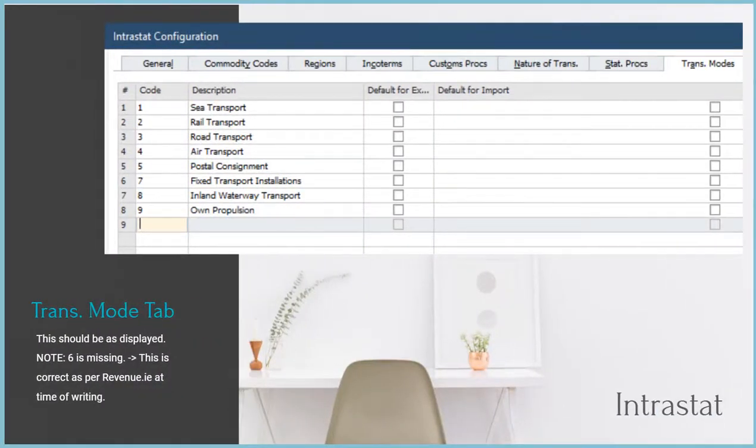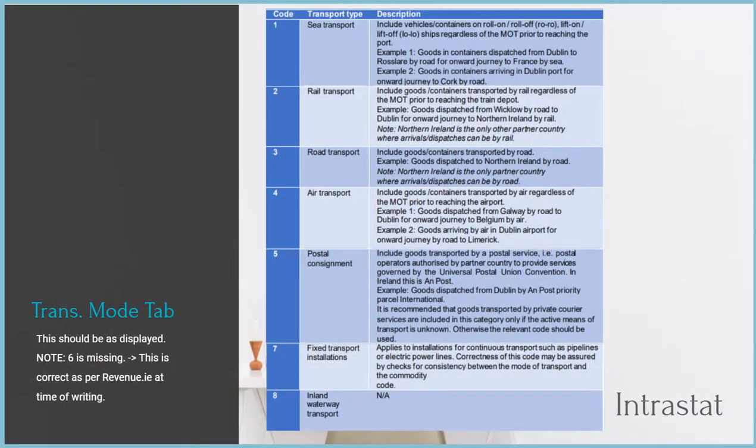The Transport Mode tab is required. It should be populated as displayed here. So we have 1, 2, 3, 4, 5, 6 is omitted, 7, 8, 9. And this is correct as per revenue.ie, again at time of writing. And these are the screenshots I took from Revenue for those.